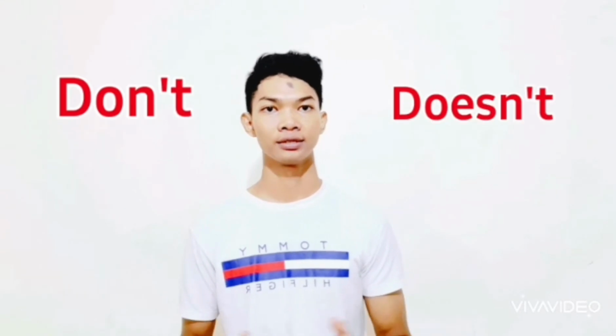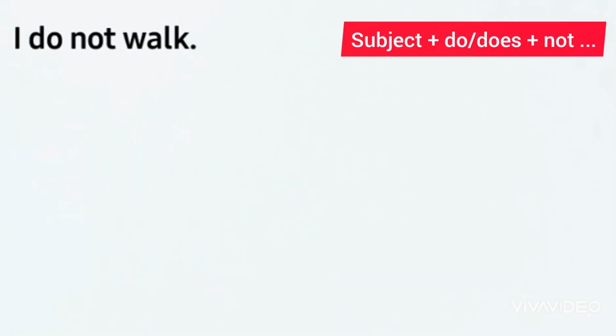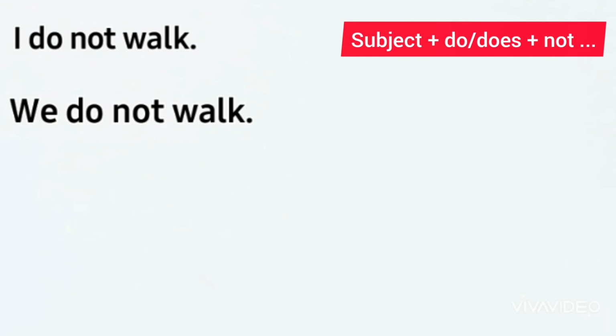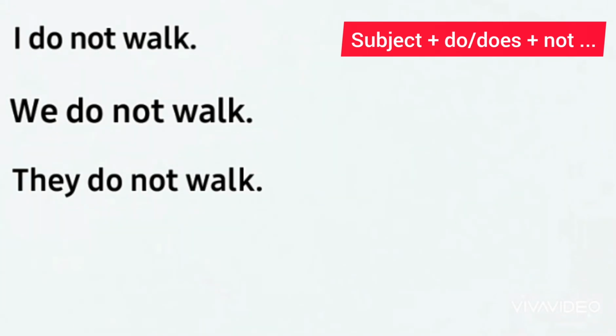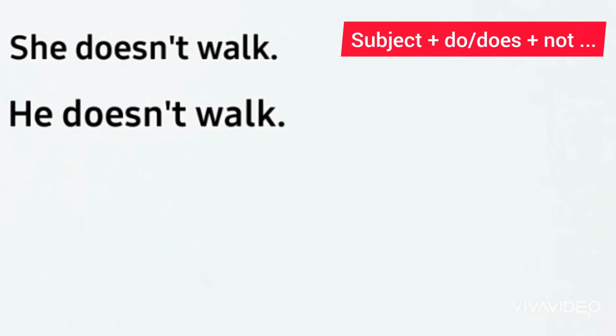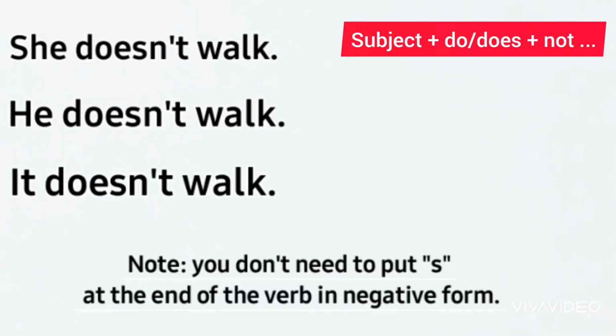Alright, let's take a look at the negative form. In this form, we have to use don't and doesn't. Here is an example. Let's use the verb walk again. I do not walk. We do not walk. They do not walk. You do not walk. She doesn't walk. He doesn't walk. And it doesn't walk. The short form and the full form, either one is fine, whichever you prefer.